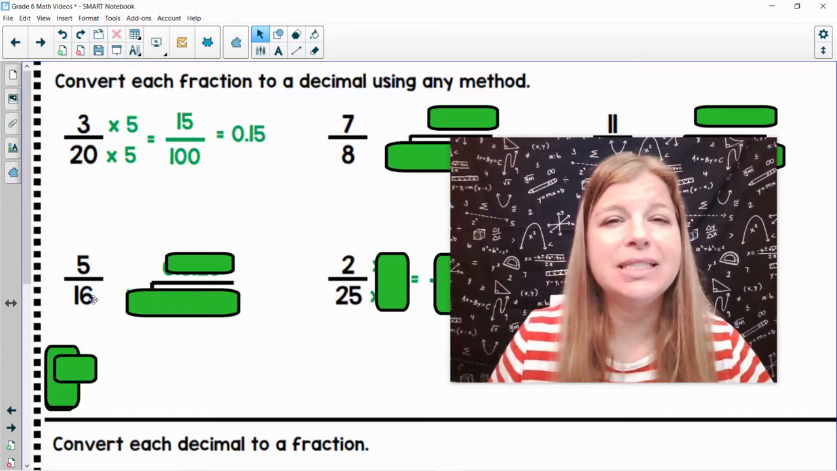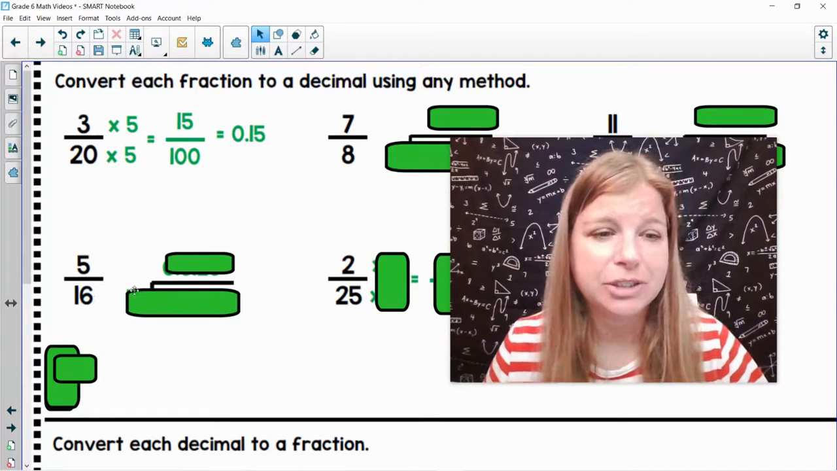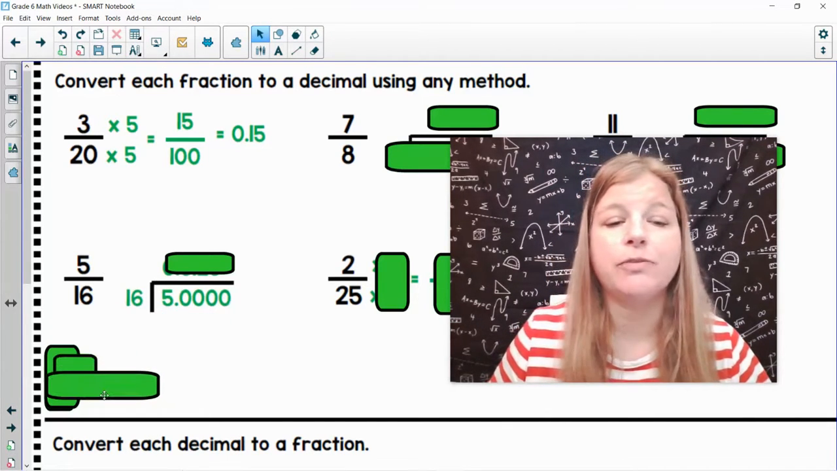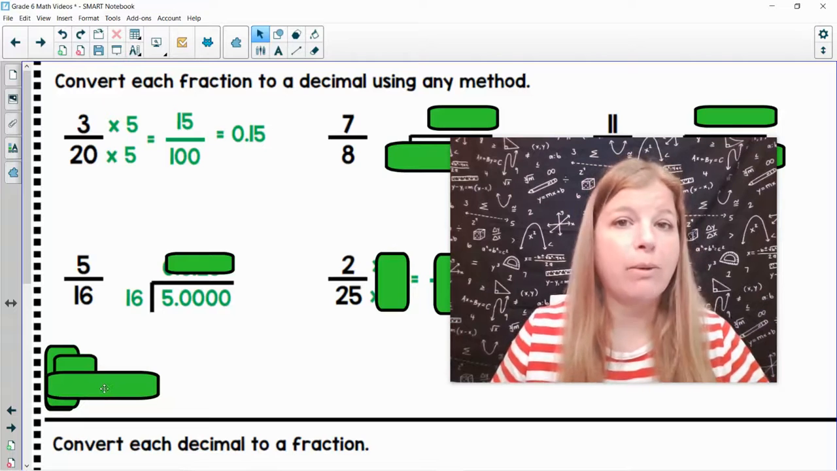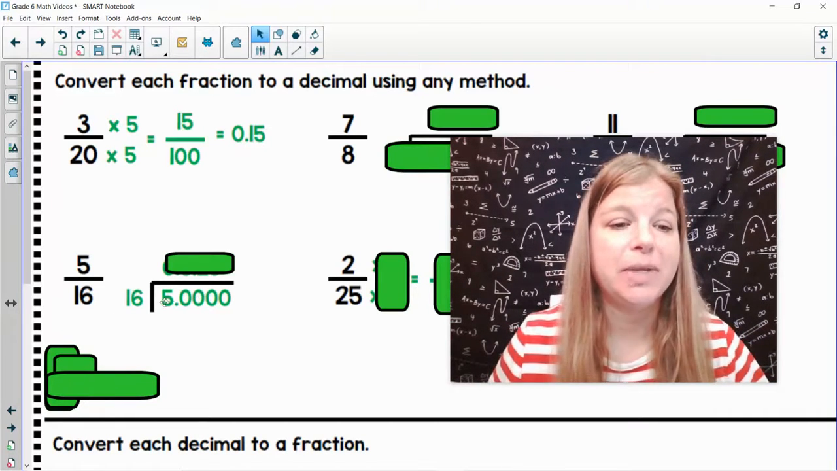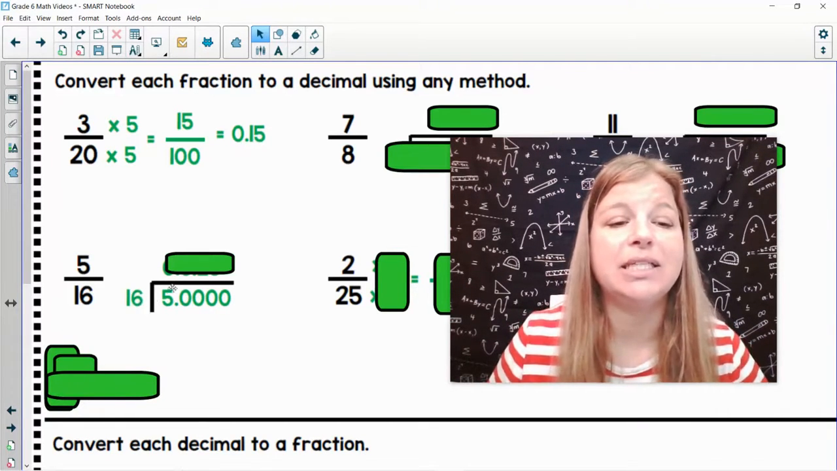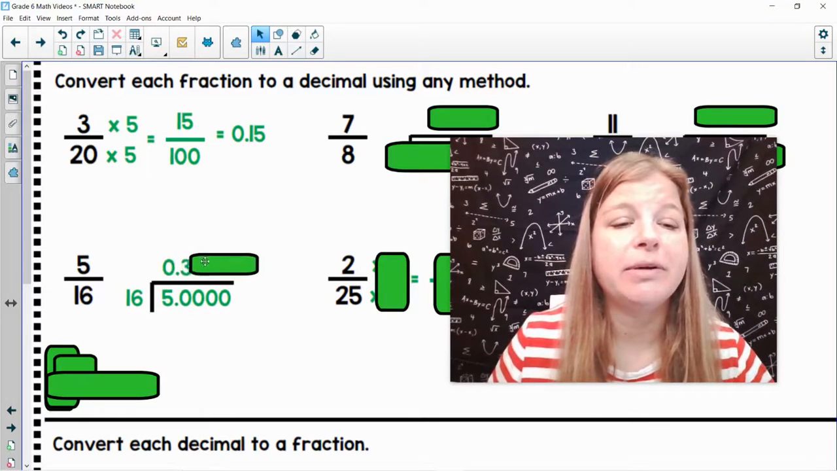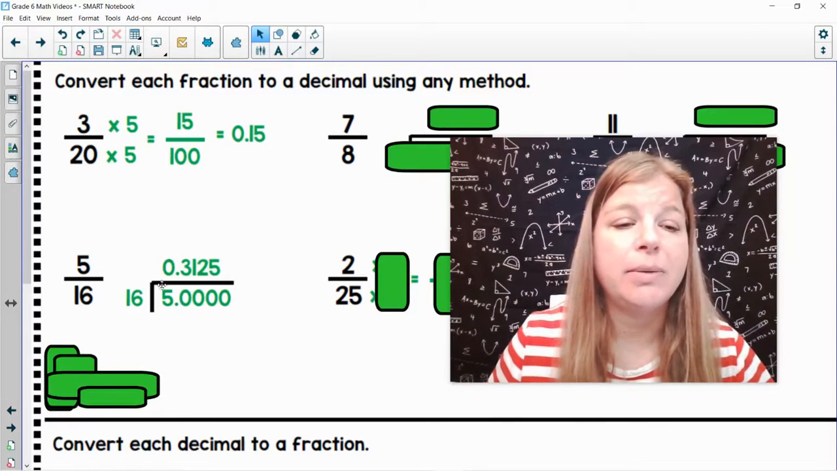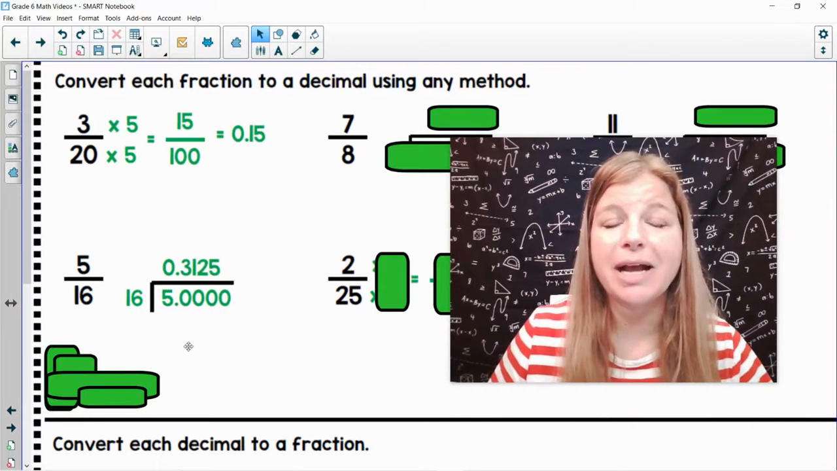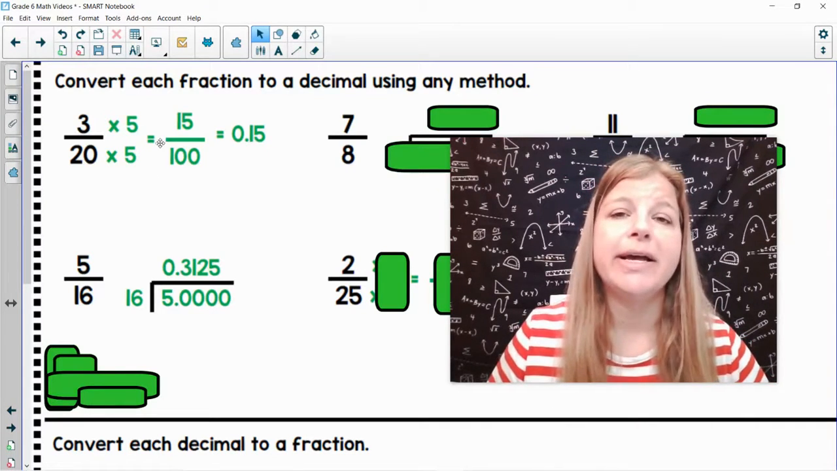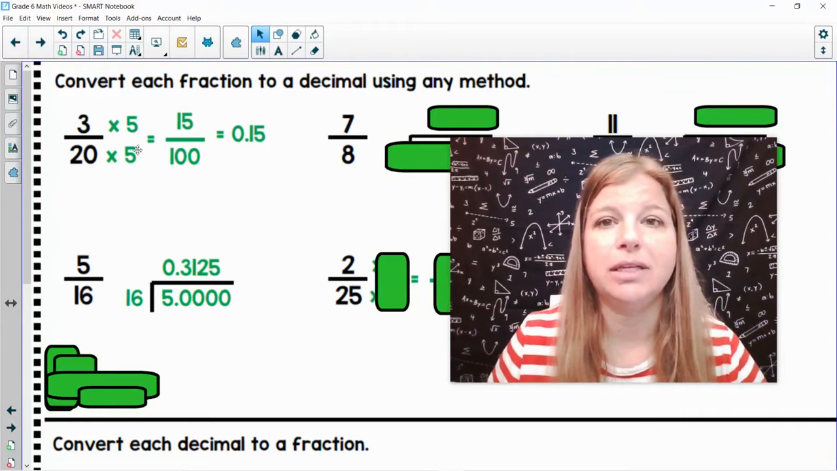5/16. 16 will not divide into 100 nicely, so I would need to set that up for my long division, or however you're doing your division. So I want to see how many times 16 goes into 5. If I do my math here, I would end up getting 0.3125. And this way actually might work out even faster if you're not sure about how to convert it in fraction form.